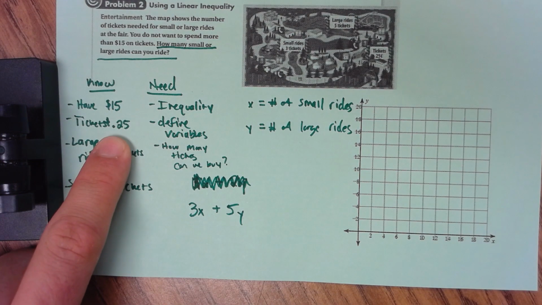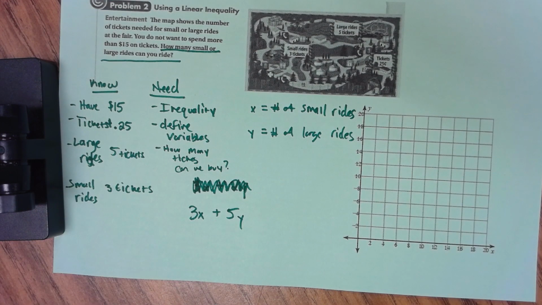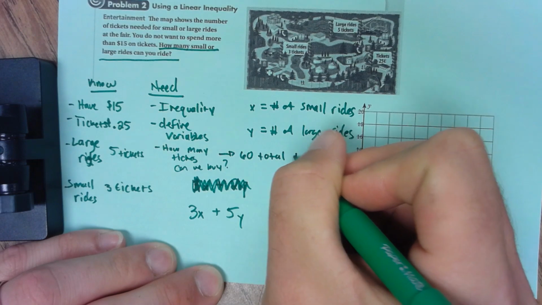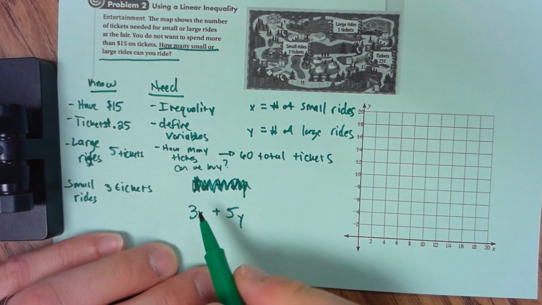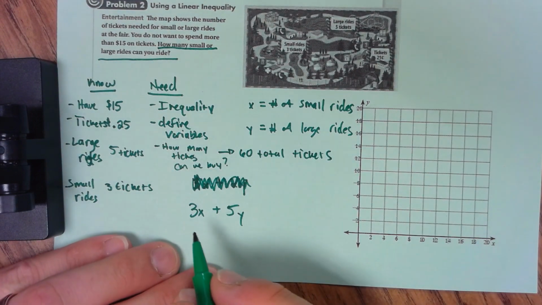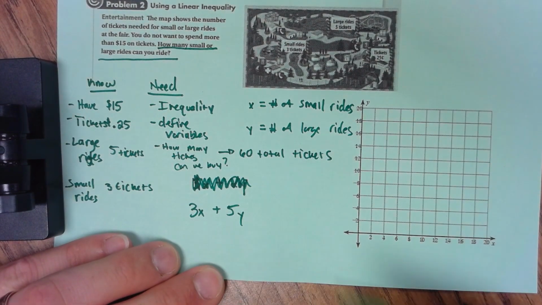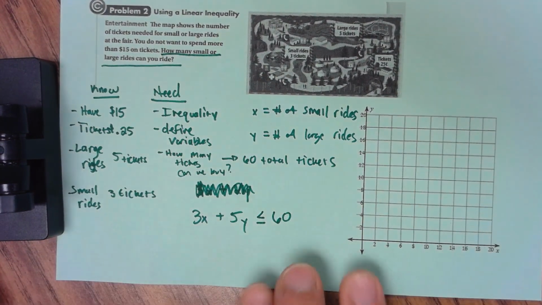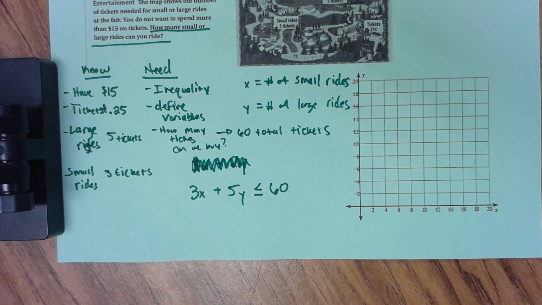3x plus 5y. So now we need to figure out how many tickets we can buy. We know that if each one is a quarter, that means we can get 4 tickets for $1. So we need to figure out 4 times 15, which is 60. So that means we can get 60 total tickets. So for our inequality, we need the number of tickets that we end up spending on rides to be less than or equal to 60. It's the maximum number of tickets that we can get with the $15. And to me, this will always be the hardest part of any word problem: how can we build that inequality or equation?